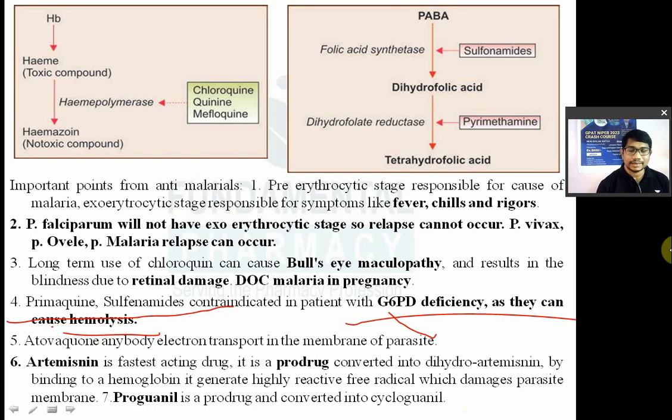Artemisinin is the fastest acting anti-malarial drug. It is a prodrug and is converted into an active metabolite known as dihydroartemisinin. It acts by binding with hemoglobin and generating a highly reactive free radical which damages the parasitic membrane. Now proguanil is again a prodrug. It is converted to cycloguanil.